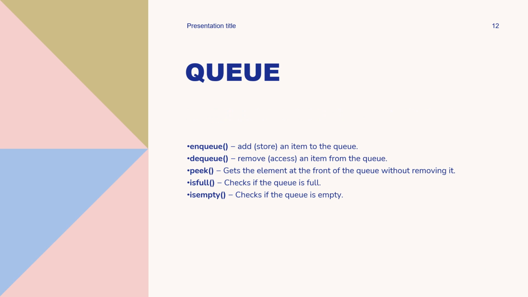So these are the operations or functions, you can say, for implementing the queue data structure. Enqueue is nothing but adding or storing the data to the queue. It is similar to the push operation in the stack. Now dequeue is nothing but removing the element from the queue, and it is similar to pop. Peek is also there in the stack, then isFull and isEmpty are also there in the stack.